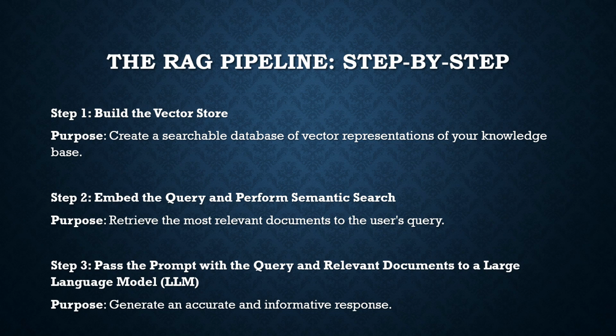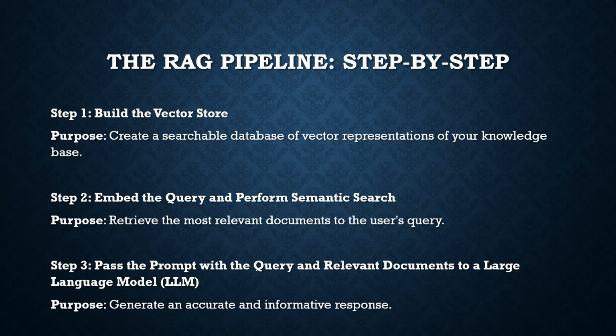Then we'll move to step two. Here in this step, you will embed the query and perform a semantic search. So these are the three main steps which you have to follow while building a RAG pipeline. The main purpose of this step is to retrieve the most relevant documents to the user's query. In this step, the user query will be converted into a vector using the same embedding model which is used for the knowledge base. The same process will happen here as well. Then a similarity search is performed in the vector store to identify the most relevant documents, or we can say chunks, to the query.